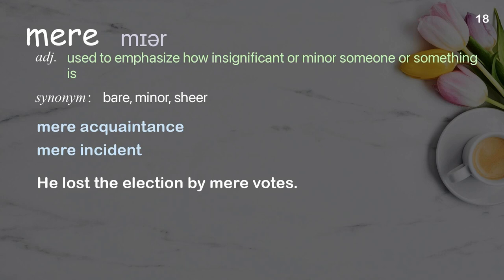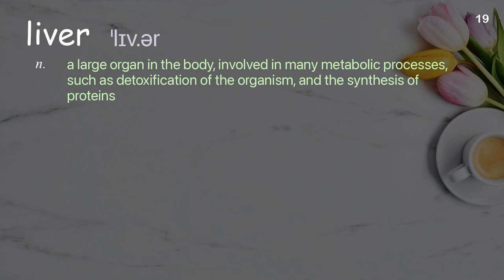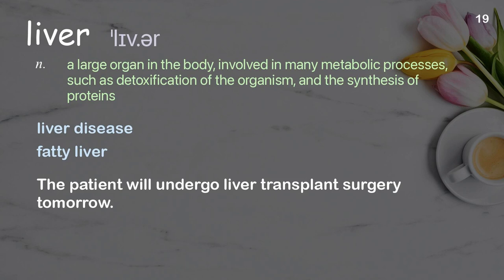Liver. A large organ in the body, involved in many metabolic processes, such as detoxification of the organism and the synthesis of proteins. Examples. Liver disease. Fatty liver. The patient will undergo liver transplant surgery tomorrow.